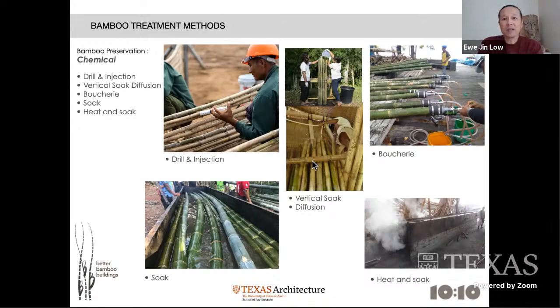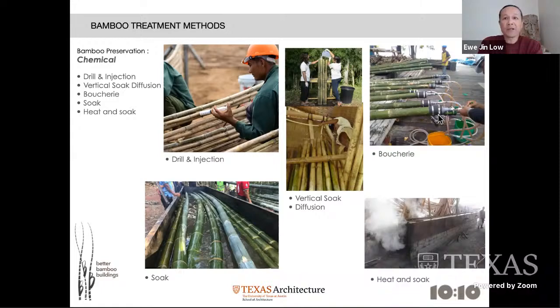VSD, or vertical soak diffusion, is where you use the capillary action of the bamboo to pour in at the top, or sometimes even to just soak it, and it comes up through capillary action and through the walls of the bamboo, and it gets treated that way. The boucherie method is by pressure, right? You're pumping chemicals into the bamboo.